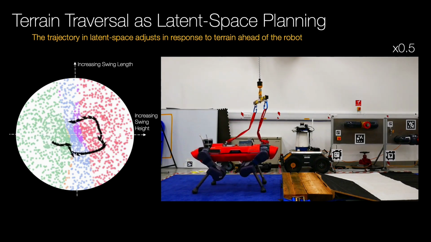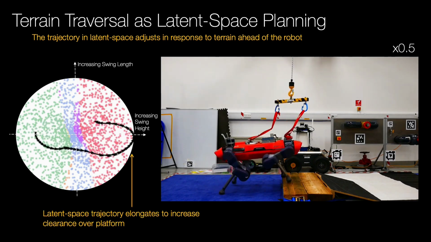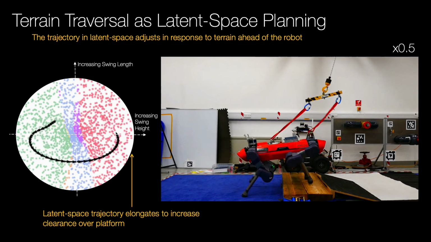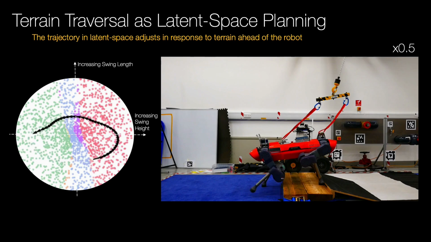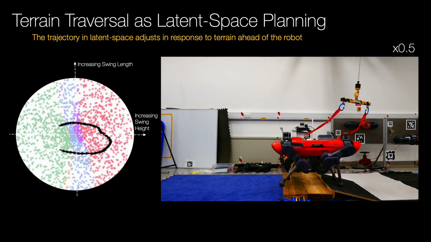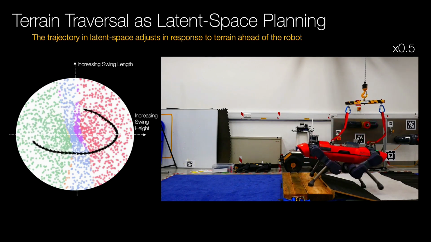We show the same trajectory at half speed. Please watch the latent space trajectory and look at how it changes in response to terrain. The trajectory elongates along the horizontal axis in response to the terrain, and the robot has a much broader clearance. In fact, the robot has a 4.6 cm clearance above this 12.5 cm pallet.